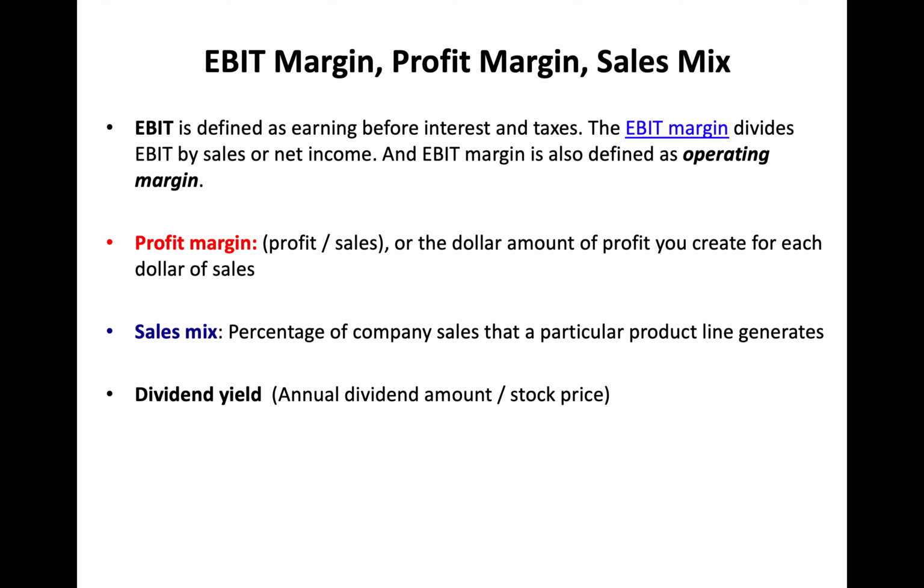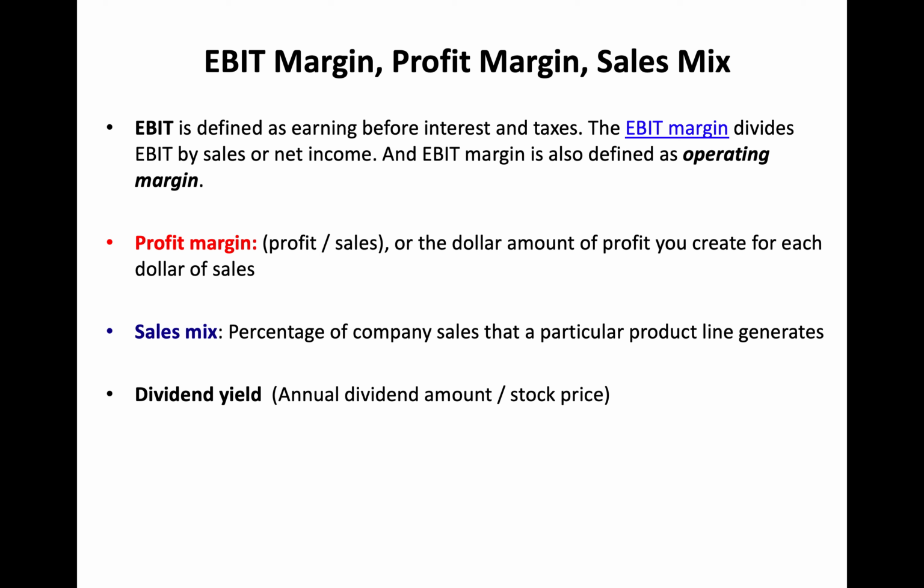So EBIT is defined as earnings before interest and taxes, and EBIT margin, which is less used as a term, divides EBIT by sales. So what it's telling you is, for every dollar of sales, how much are you earning? Now, you'll note that interest and taxes, the I and the T, are added back to the earnings number. EBIT margin is also defined as operating margin. Profit margin, profit divided by sales, or the dollar amount of profit you create for each dollar.